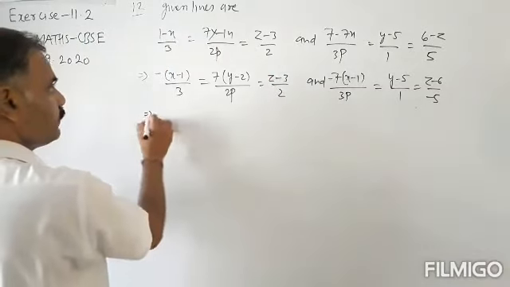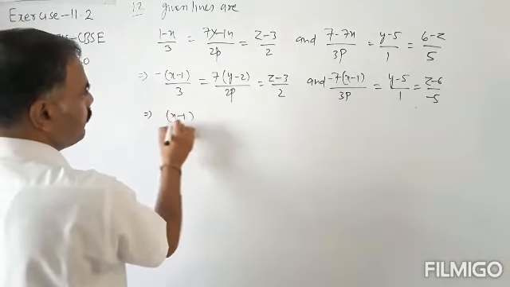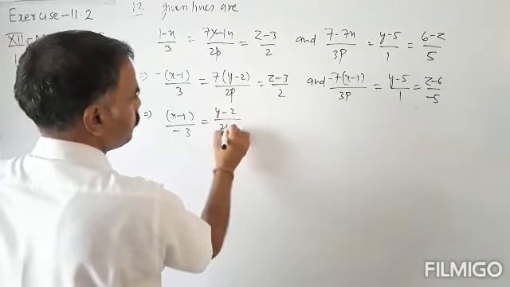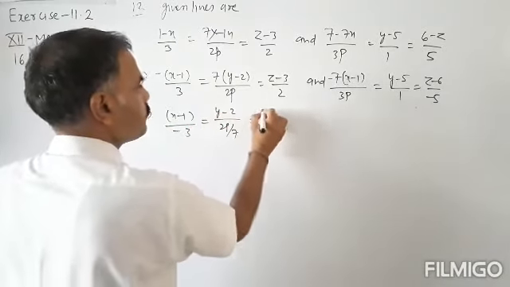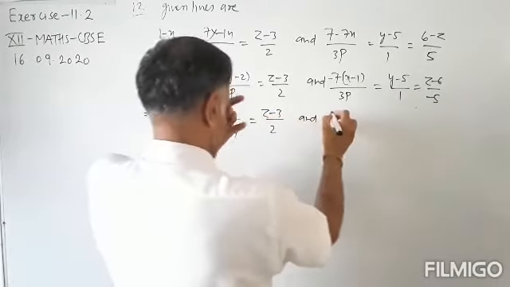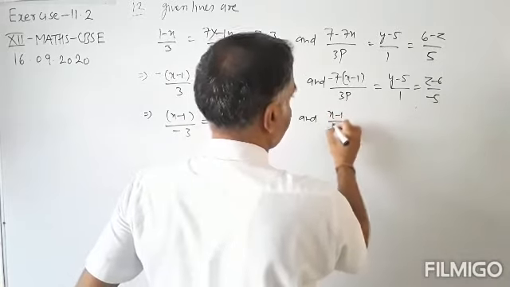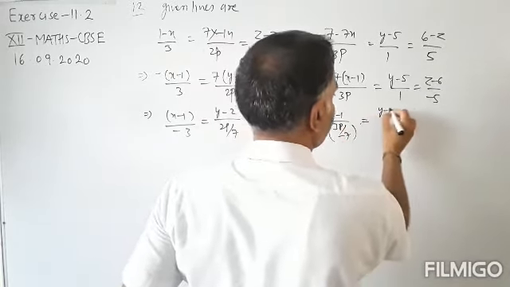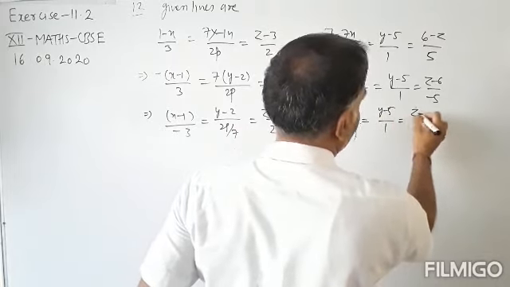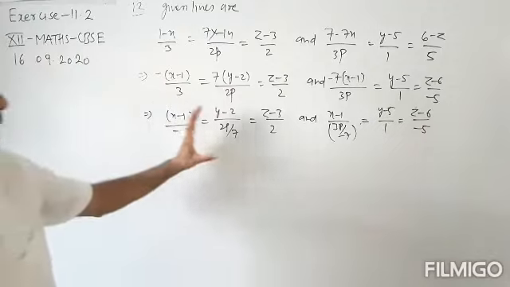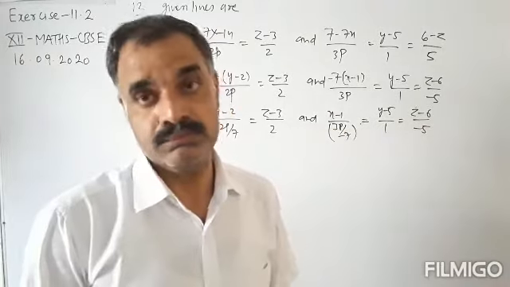Okay, so (x − 1)/(−3) = (y − 2)/(2p/7) = (z − 3)/2, and this is (x − 1)/(3p/(−7)) = (y − 5)/1 = (z − 6)/(−5). Okay, now the given lines are in standard form.